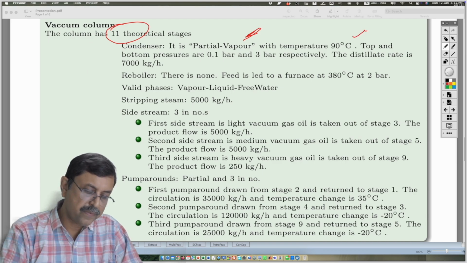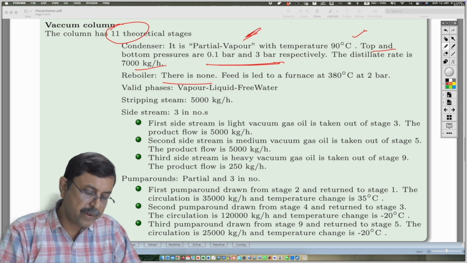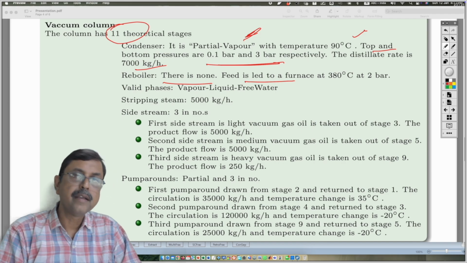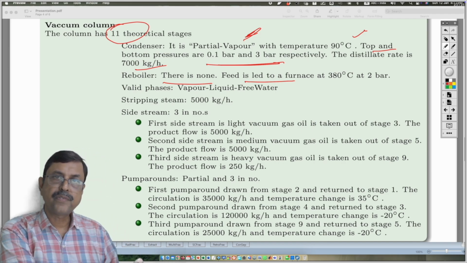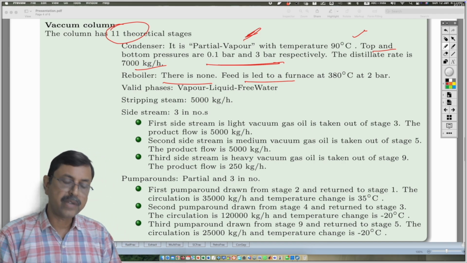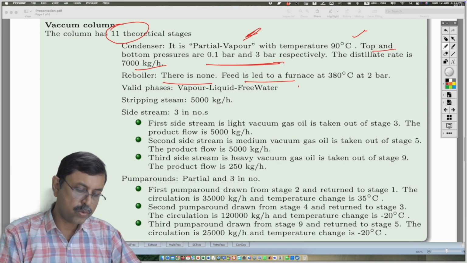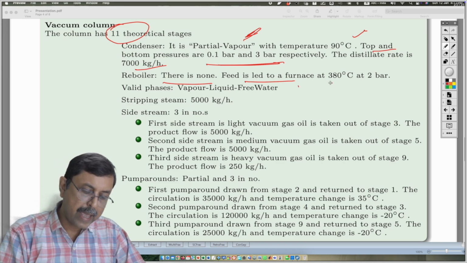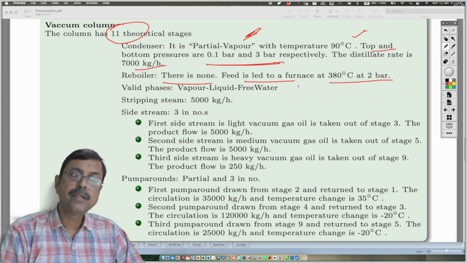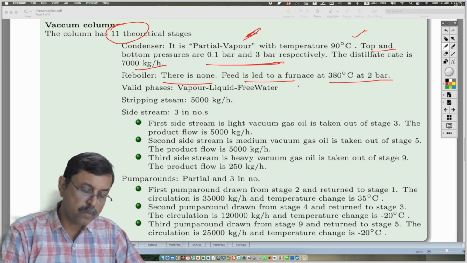Having a temperature of 90 degrees centigrade, top and bottom pressures are given, 0.1 bar and 3 bar respectively. The distillate rate is given. Here also we do not have a reboiler. The feed, that means whatever is coming out from the bottom of the atmospheric column, that we are sending to the furnace. And the furnace is maintained at 380 degrees centigrade and 2 bar pressure.